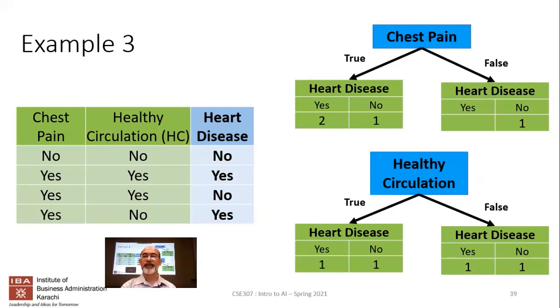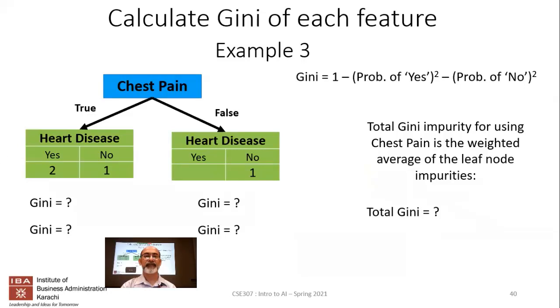So now we're going to do the Gini score. So let's do the Gini score over here. What is it going to be? 1 minus probability of yes squared minus... What's the probability of yes here? 2 upon 3, right? Squared minus 1 upon 3, the whole squared.